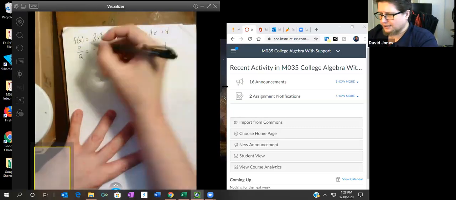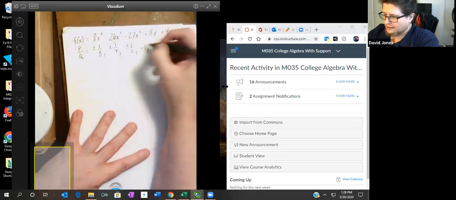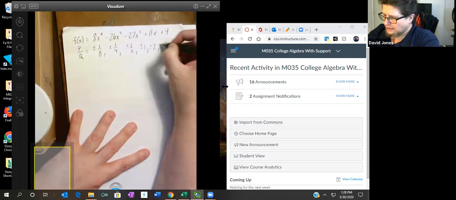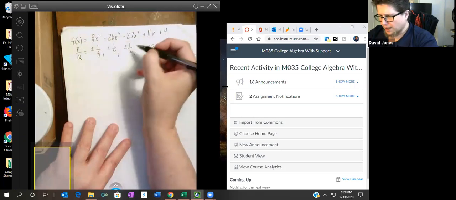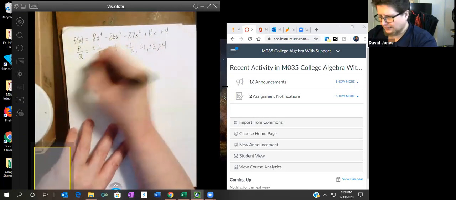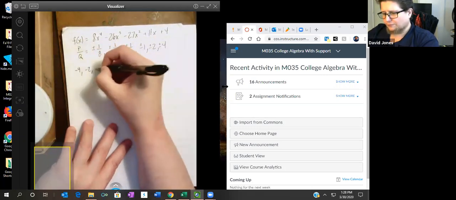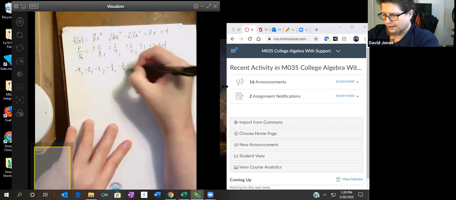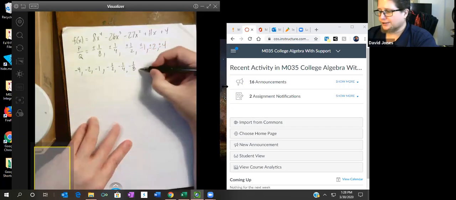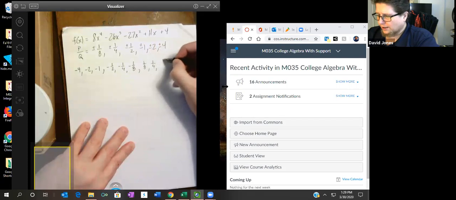Let's write them in order. These are all the less than 0 ones: negative 4, negative 2, negative 1, negative 1/2, negative 1/4, negative 1/8. Those are my negative numbers. And I've got positive 1/8, positive 1/4, 1/2, 1, 2, and 4.